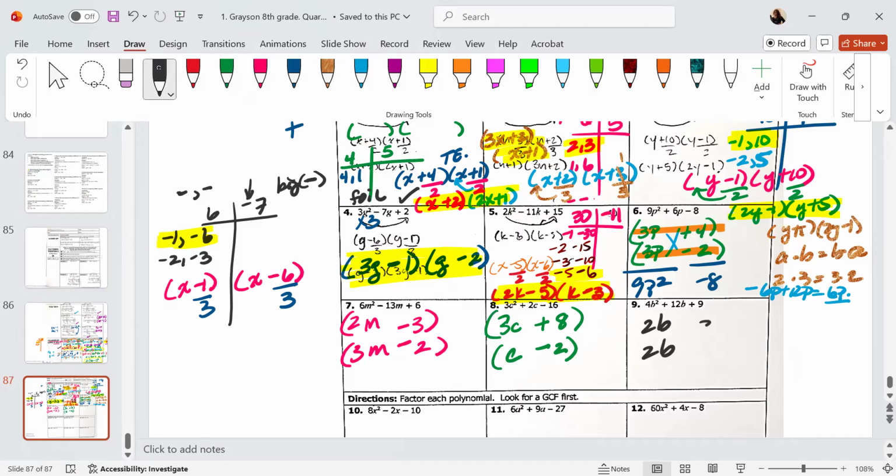2B, 2B, 3 and 3, both are positive. This is your answer, or you could put 2b plus 3 squared. Is that what you have? 2b plus 3 squared. Oh, wait. You could put 2b plus 3 times 2b plus 3, or it's 2b plus 3 squared, because there's 2 of them.